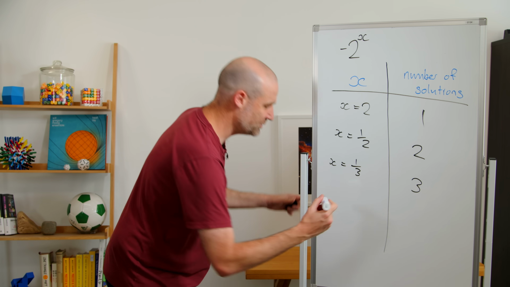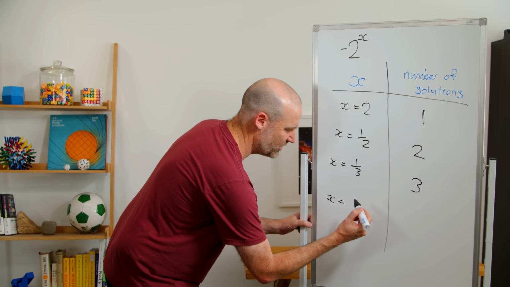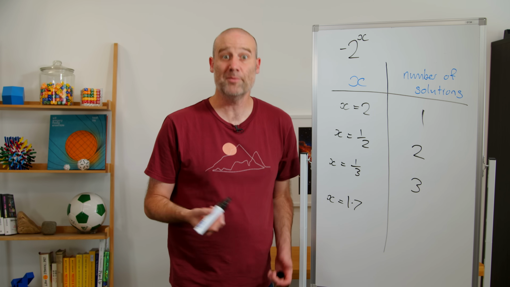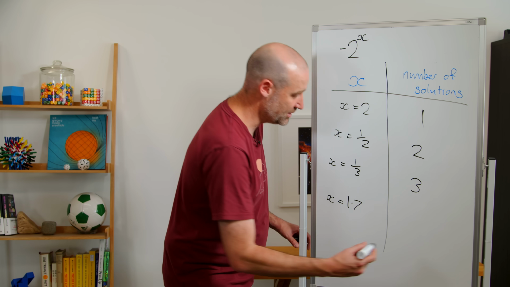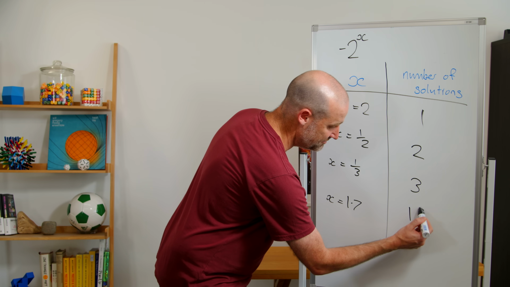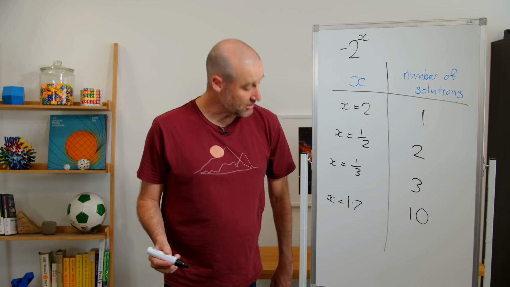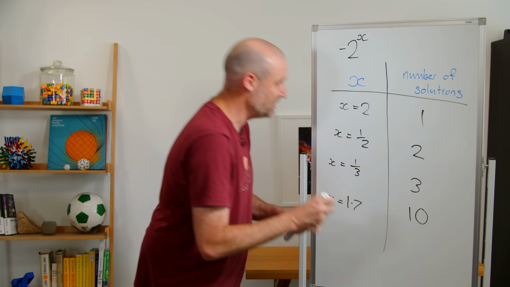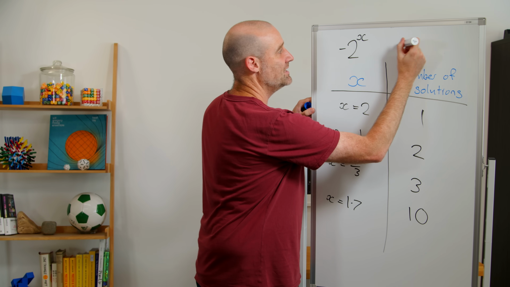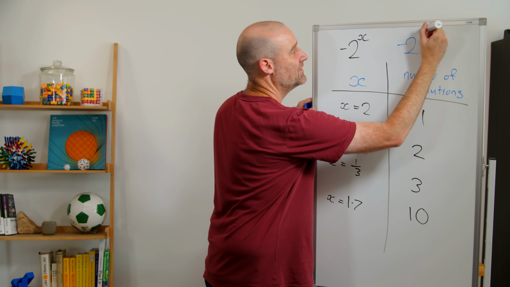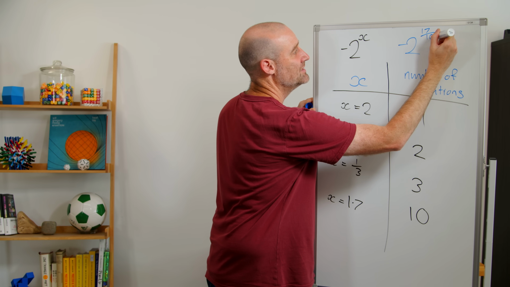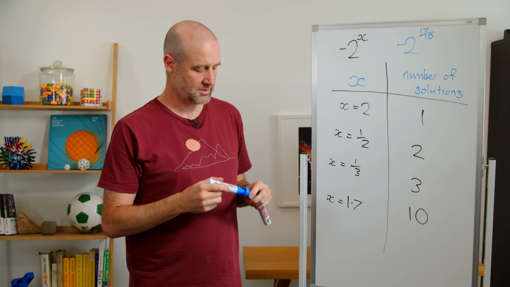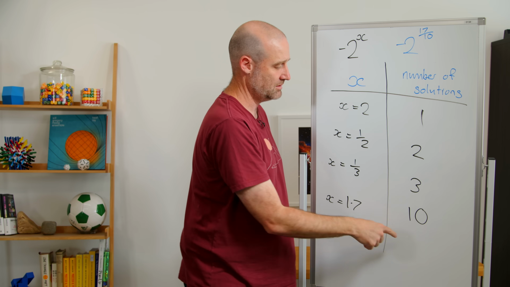But what if we go nuts? What if x is something, I don't know, 1.7? How many solutions now? Well, unbelievably, would you believe? 10. Same as 1.3. It's because what we're actually doing here is working out the values for -2 to the power of 17 on 10. And the denominator, 10, is the number of solutions.